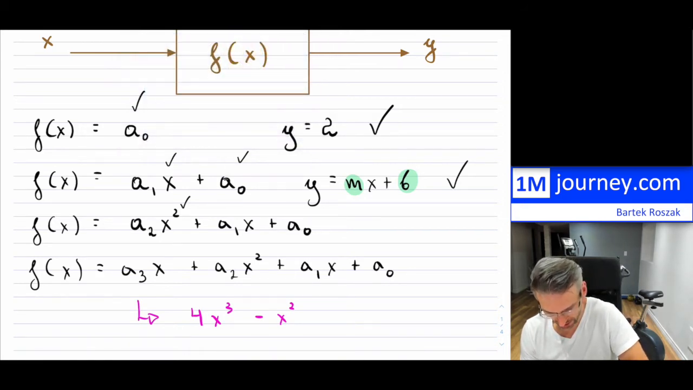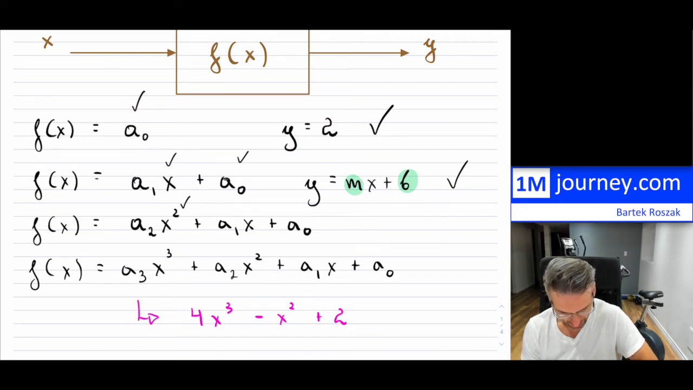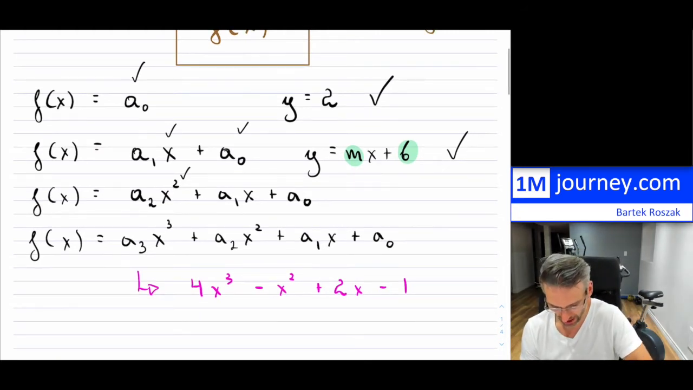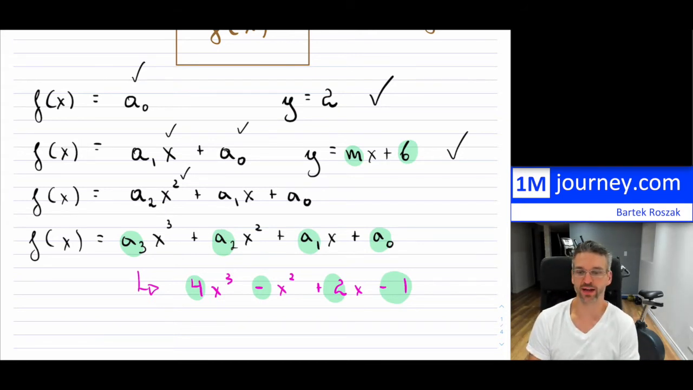Let me just fix this a little bit, so that we have that as cubed. And now if I continue on here, let's say plus 2x and let's say minus 1. So in here, these are actually your a's. So a3 in here is just 4. a2 really is just -1, which is in front of there. And so that's a2. a1 is 2 right here. And then a0, I guess, is -1. So you take the sign with that.